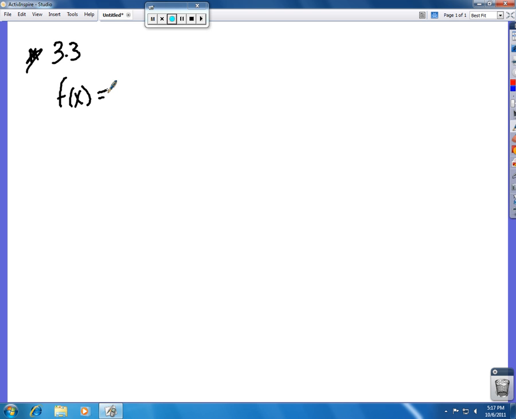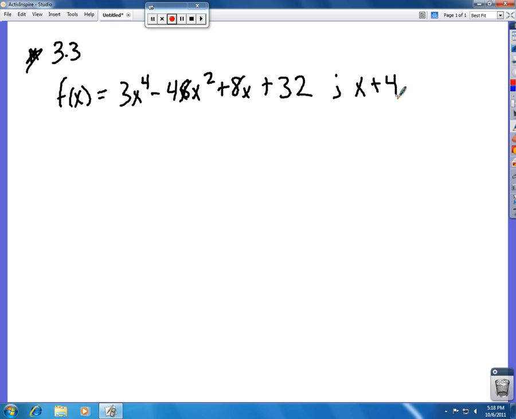So if our polynomial is 3x to the fourth minus 48x squared plus 8x plus 32, what we're trying to do is determine if x plus 4 is a factor of this polynomial.